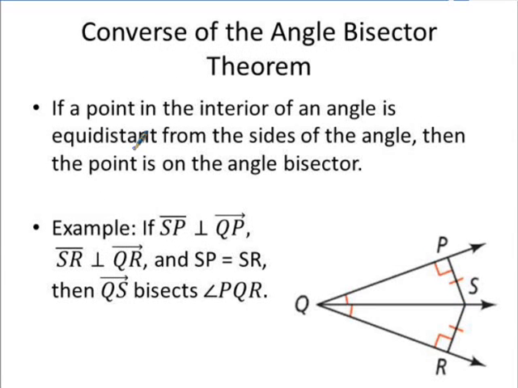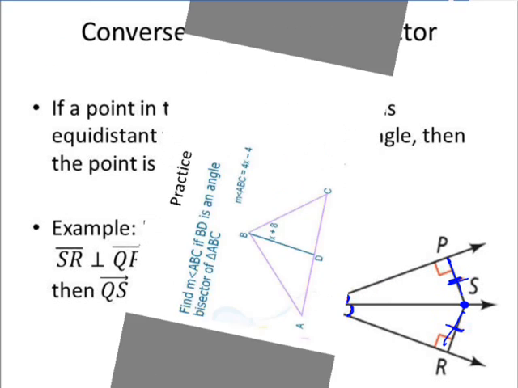The converse is that if a point in the interior of an angle is equidistant from the sides, so if we tell you that this point is equidistant from here to here, then that point is on the angle bisector, so it also has that relationship.